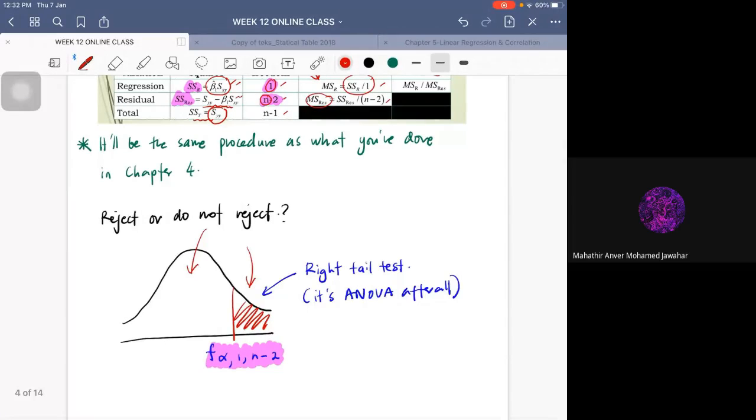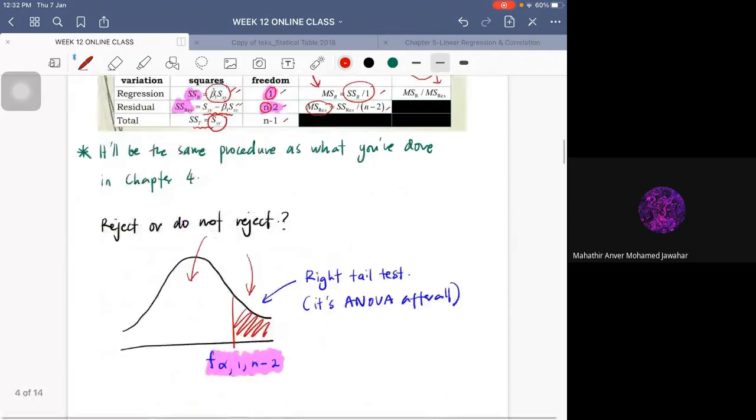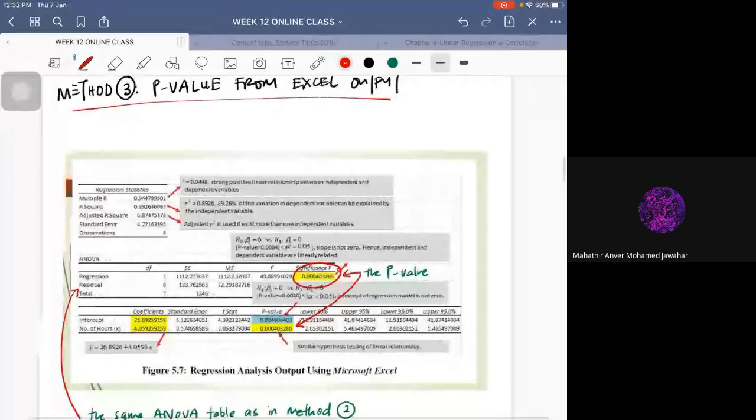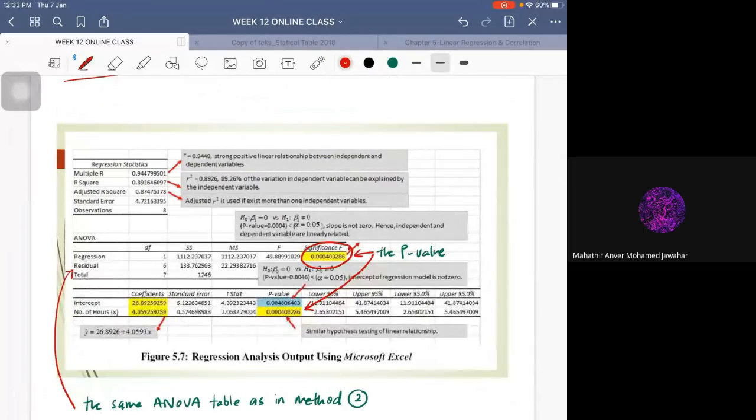Okay, so that is going to be the second method, which is called the ANOVA table for test of linearity. And the last way is the p-value, which comes from the Excel output. When you do simple linear regression using Excel, this is the kind of output that you're going to obtain. And I'm pretty sure there's one particular topic in chapter 5 that talks specifically about the Excel outputs for simple linear regression and multiple linear regression. I expected you to already have listened to the video, so you should be very clear what information is being given in this particular Excel output.